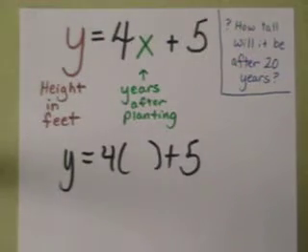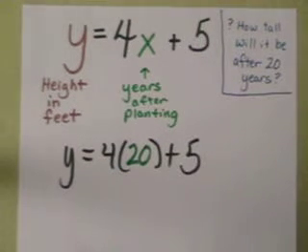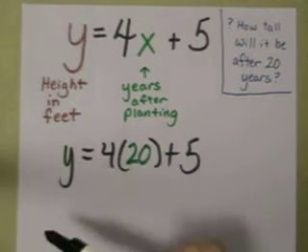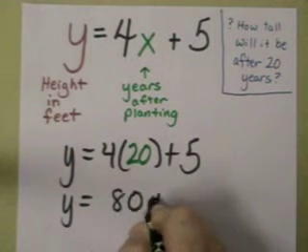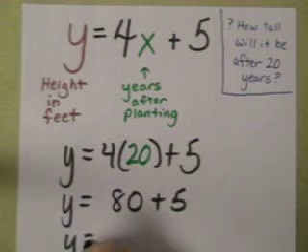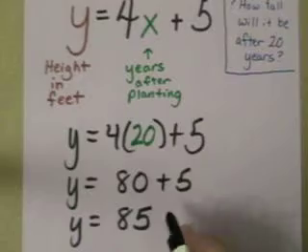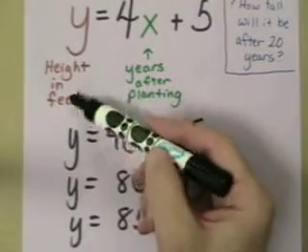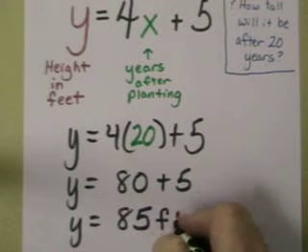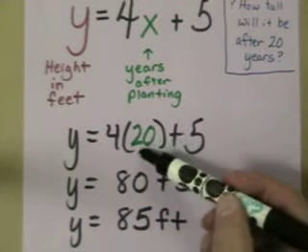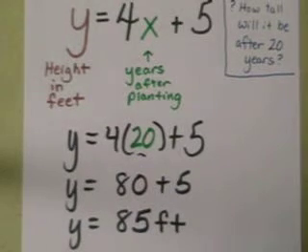This is the way you've been taught forever to plug things in for x, and so it should feel pretty familiar to you. Let's see, y equals 4 times 20 is 80 plus 5, and y equals 85. Now that's y equals 85, and what does y represent? The height in feet. So this must represent the height, which is 85 feet. So after 20 years, we would expect the tree to be 85 feet high.